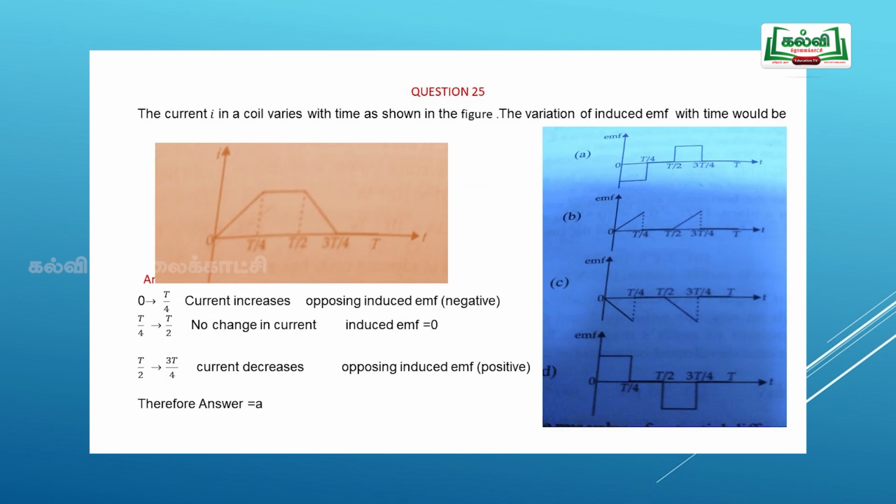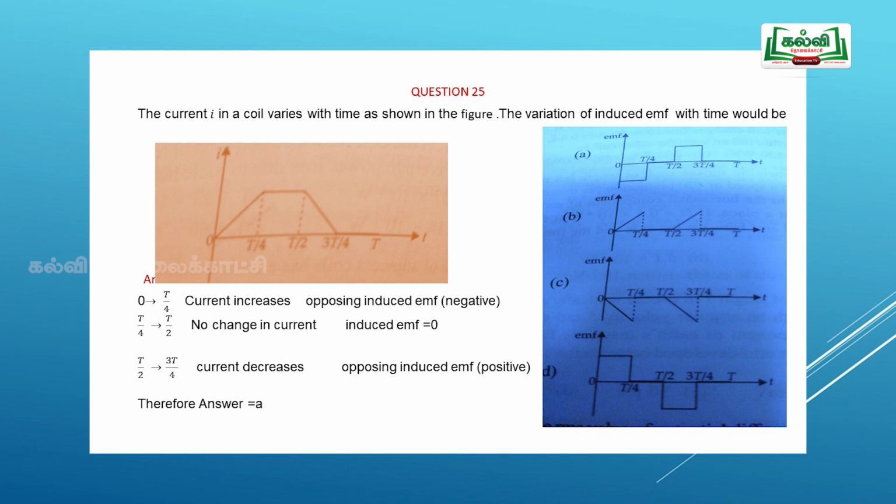Question number 25, it's a graphical question. See, in the beginning, what is happening? The current is increasing and the induced EMF should oppose. There will be induced EMF since there is a current. Okay. So EMF should be negative, it should be minus. So the current increases, therefore the opposing induced EMF is negative. Remember, the graph should be like this.